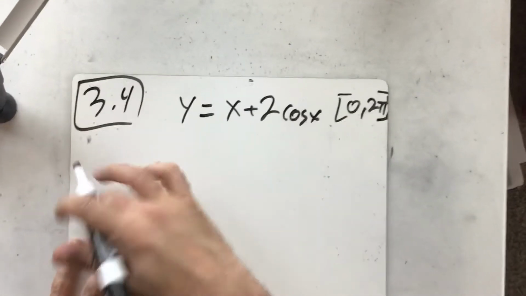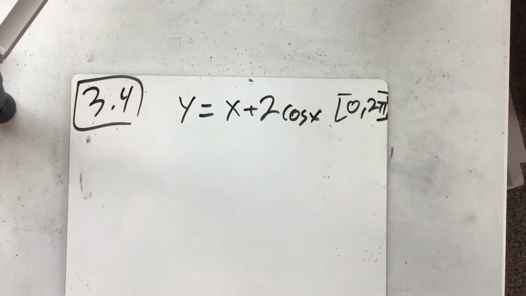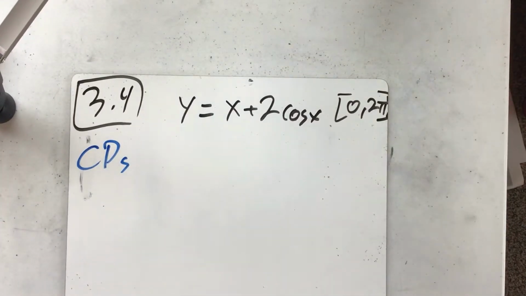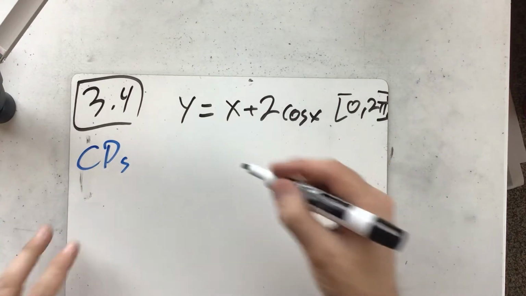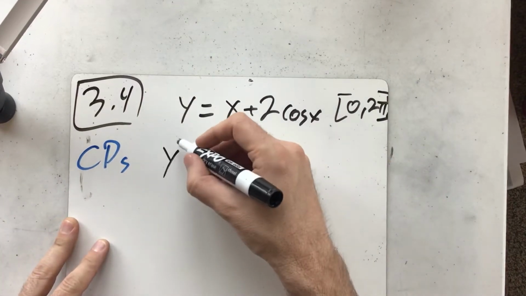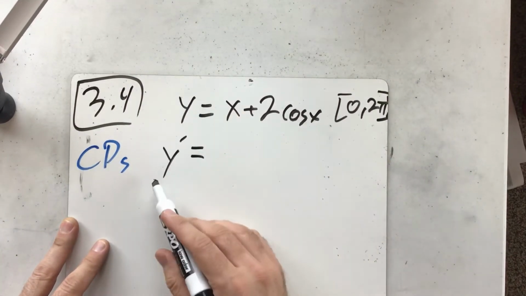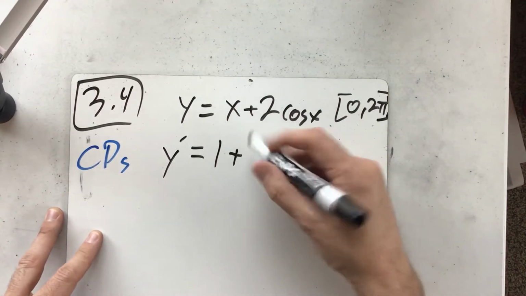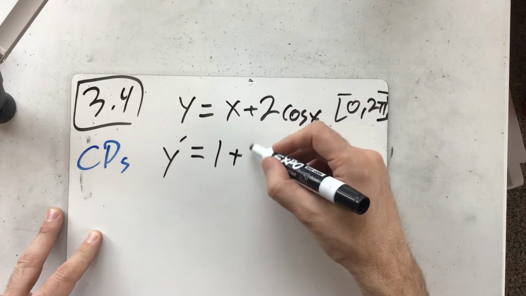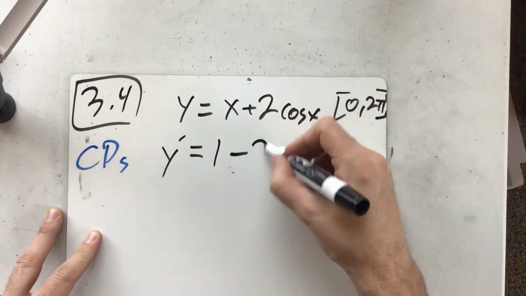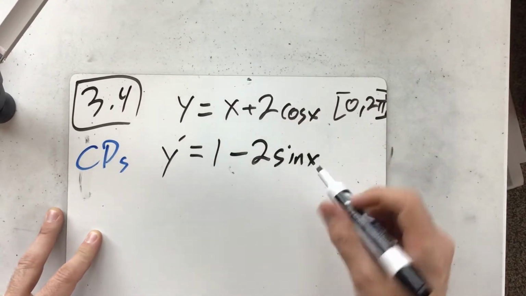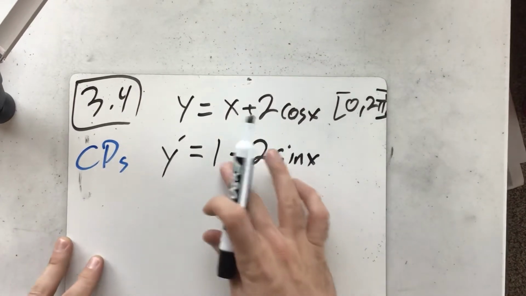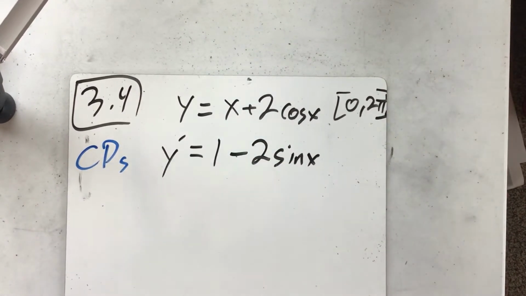And so the first thing we're going to do is find critical points. Critical points means that we take the derivative and find out where it's equal to 0 and where it does not exist. So the derivative of this is pretty simple. The derivative of x is 1. The derivative of cosine is negative sine. So I'm going to write 1 minus 2 sine of x. Notice all I did was take that negative and turn my plus into a minus. Okay, so 1 minus 2 sine of x.